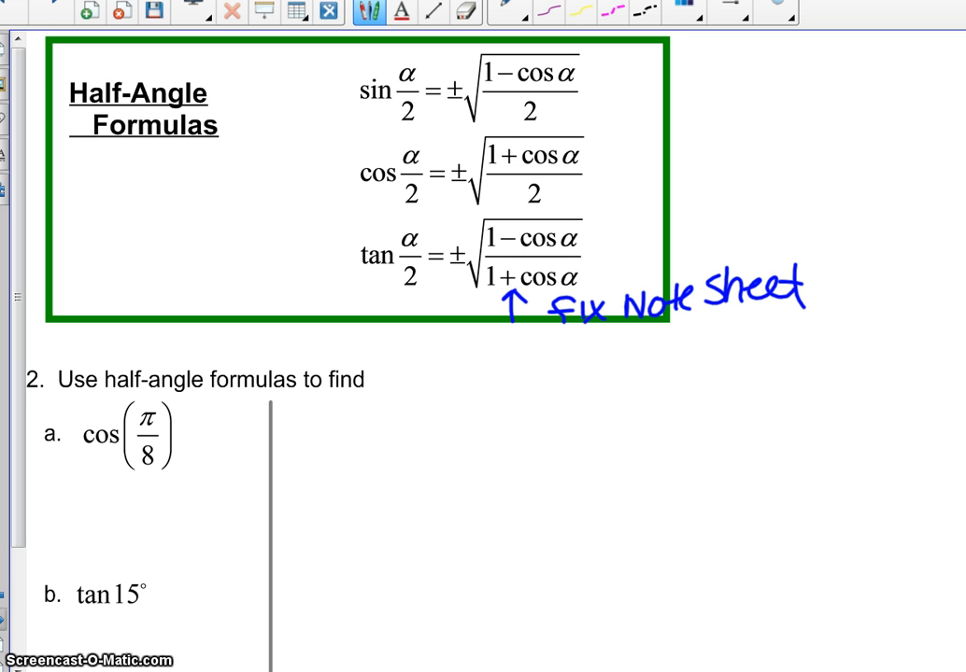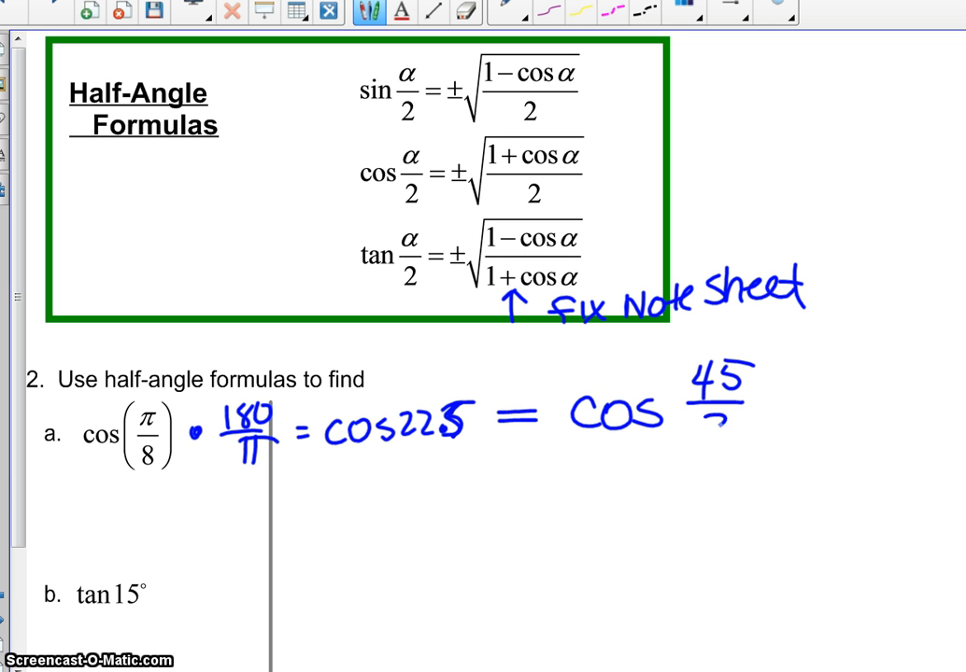Cosine of pi over 8. Well, first thing I'm going to do is multiply it here, and we have that equal to the cosine of 22.5. Wow, 22.5. And you think, well, how am I going to find that? There's no way I can add up to it. Well, what you realize, hopefully somewhat quickly, is that is actually the cosine of 45 divided by 2. 45 divided by 2 is 22.5. I can use this cosine half angle formula there.